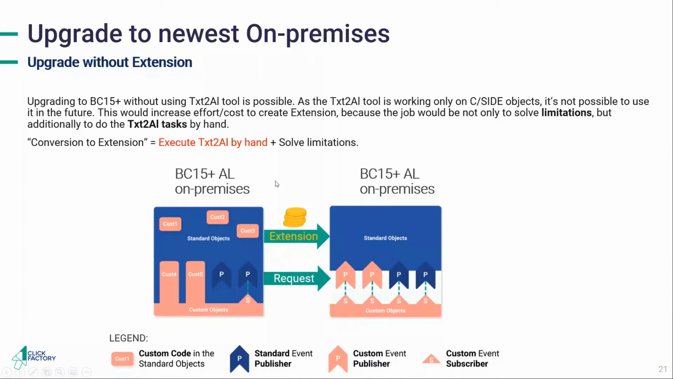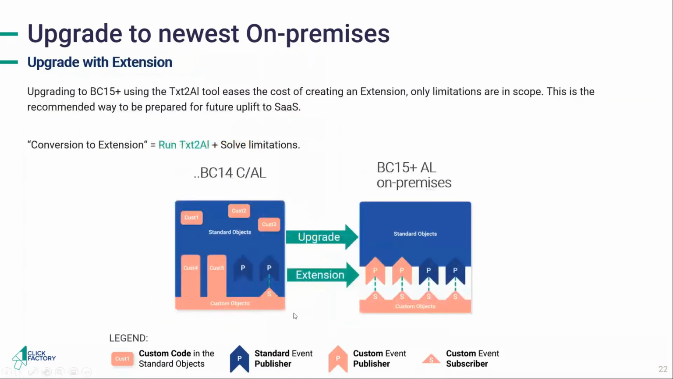And if you want the extension, then you are already in AL, you need to execute the text-to-AL tool by hand because it only works from CL version to AL version. And when you are in AL and you want the extension, you need to do that tool's tasks by hand. And of course, solve the same limitations that the tool had. And our recommended way, it's not the cheapest, not the fastest way, but is to use this tool and to be future safe, to create the extension when going from CL to AL version.